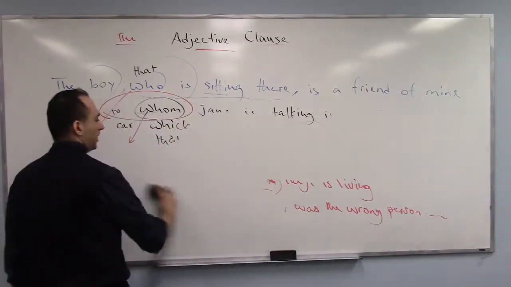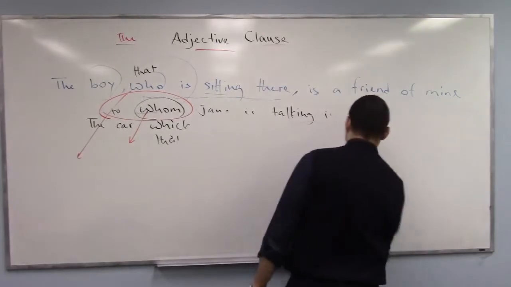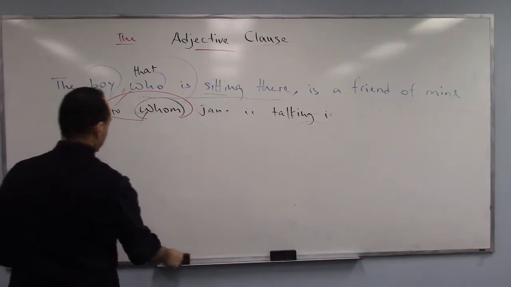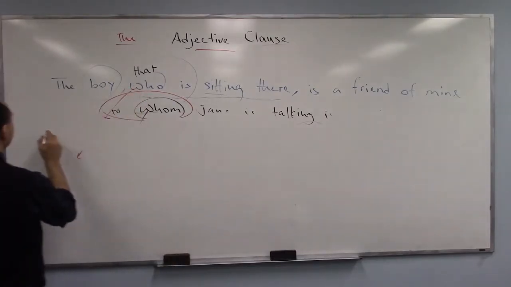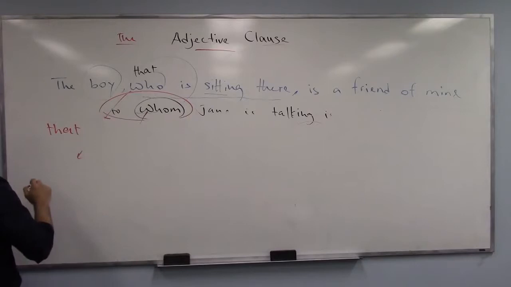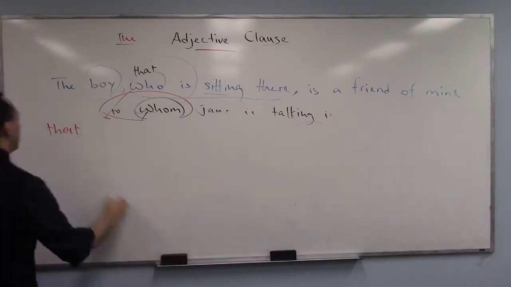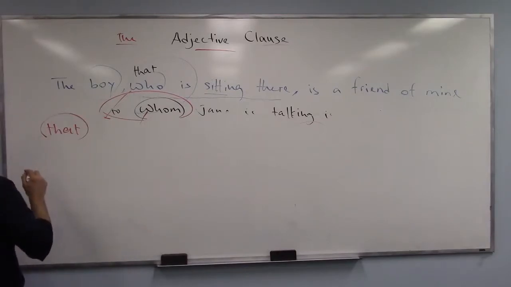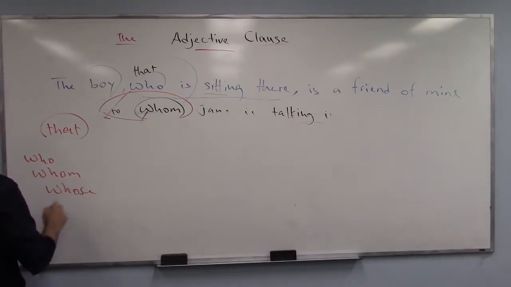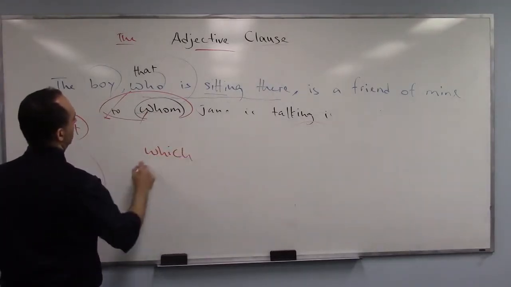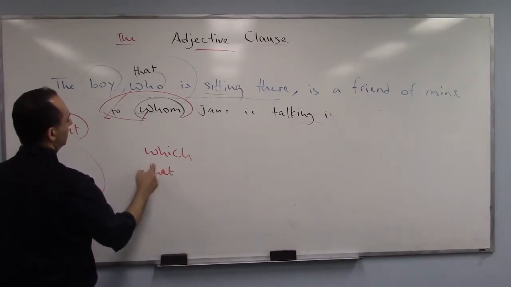So we have some of these pronouns, such as, again, who or whom. That is used for people and objects. That is used for everything. But who, whom, whose are for people; that and which are for objects. Right?